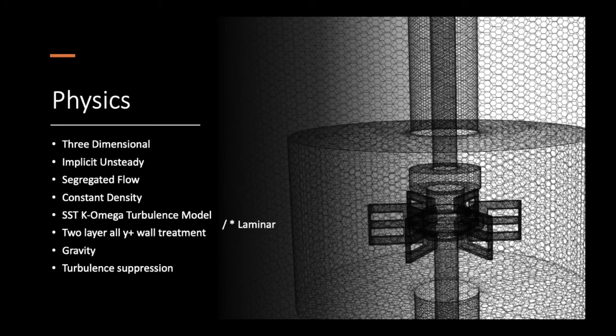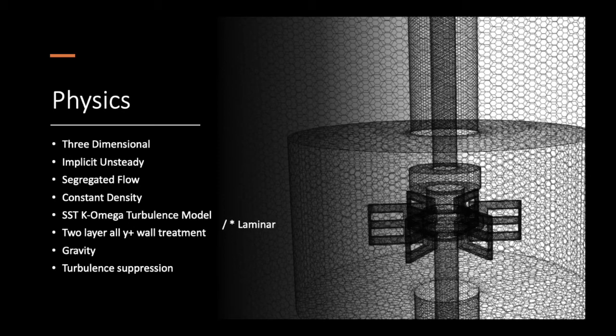As for the physics, the most important models enabled were the three-dimensional, the implicit unsteady model in which the different properties of the fluid vary over time, segregated flow, which solves momentum equations for each dimension independently, constant density assumed all throughout the tank, and the shear stress transport k-omega model, which uses a two-equation model for turbulent kinetic energy and specific dissipation rate. This approach effectively blends a k-epsilon model in the far field with a k-omega model near the wall, curing the biggest drawback of the original standard k-omega model for practical flow simulations.